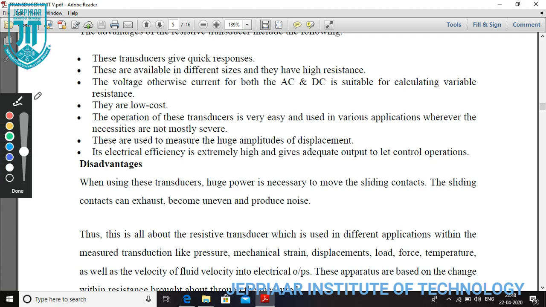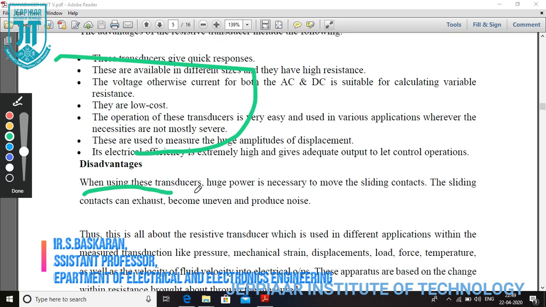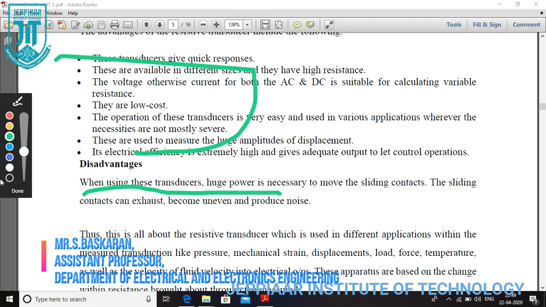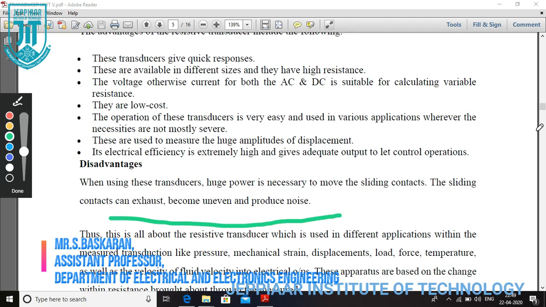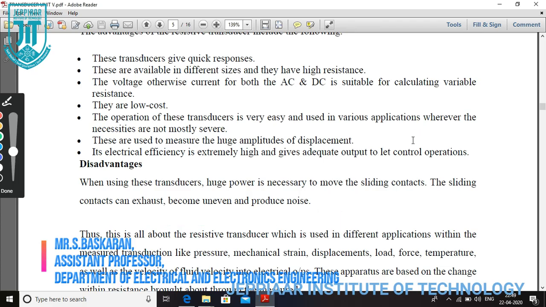Even though we have a lot of advantages in the resistive transducer, we also have some disadvantages. Because of the sliding contact, huge power is necessary to move the sliding contact. From the name itself, this is a resistance transducer, so power losses will be more. Power losses will be more. Okay, so this is some introduction about the resistive transducer.